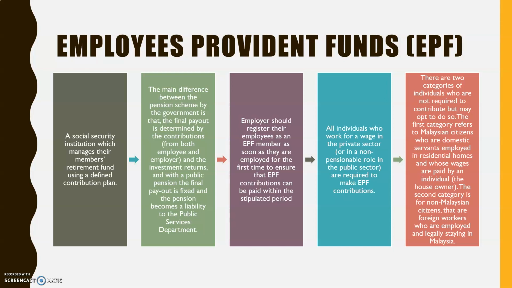The first category refers to Malaysian citizens who are domestic servants employed in residential homes and whose wages are paid by the individual, meaning the house owner. You are working under someone as a domestic servant. You are a Malaysian citizen but working as a domestic servant. The second category is non-Malaysian citizens, that are foreign workers who are employed and legally staying in Malaysia.